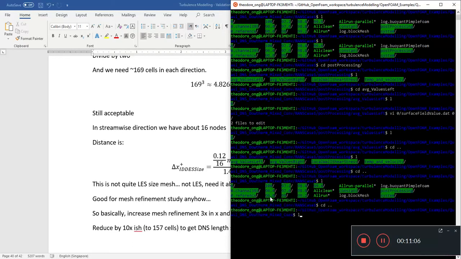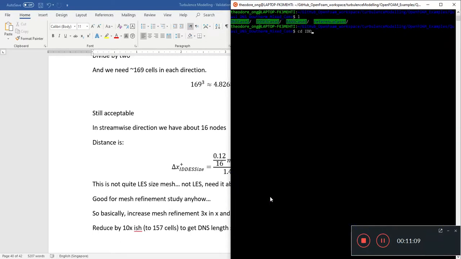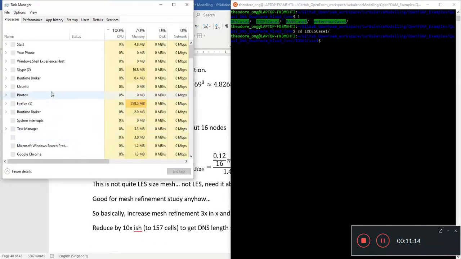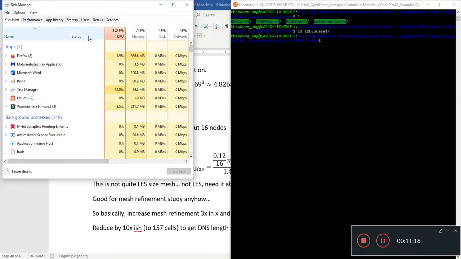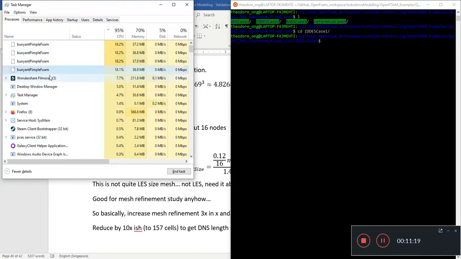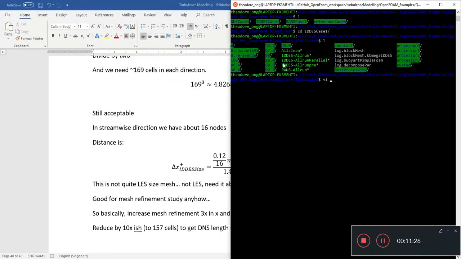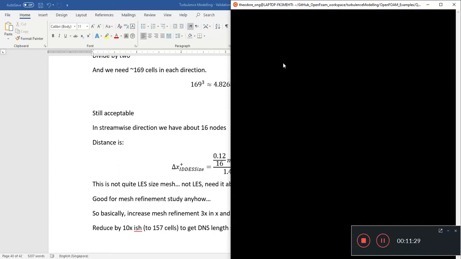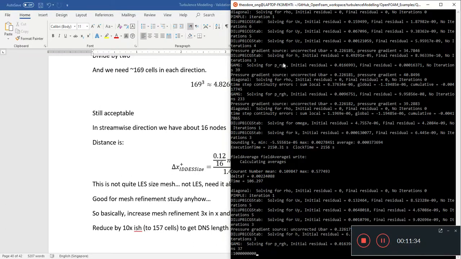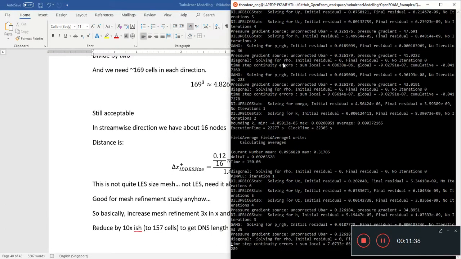So this is the RANS case, which is finished. The IDDES case I'm running now, on 4 processors with buoyantPimpleFoam, and it's been running for the last few videos. You see how long it's been running. DNS will probably take a few weeks to finish in continuous running. This IDDES maybe takes a few hours or maybe a whole day.